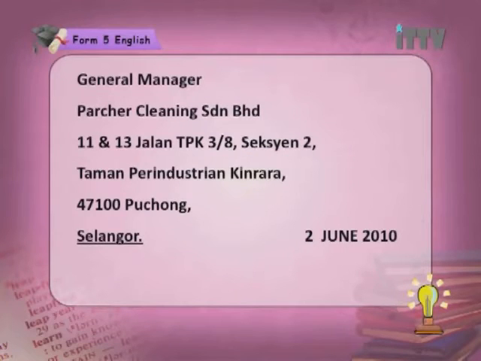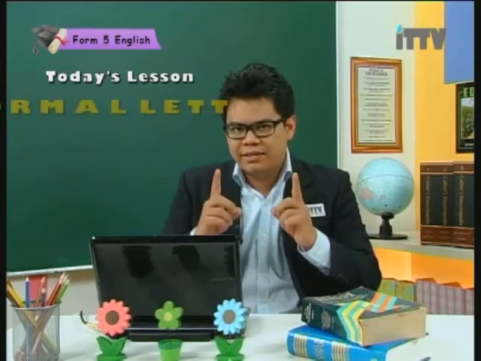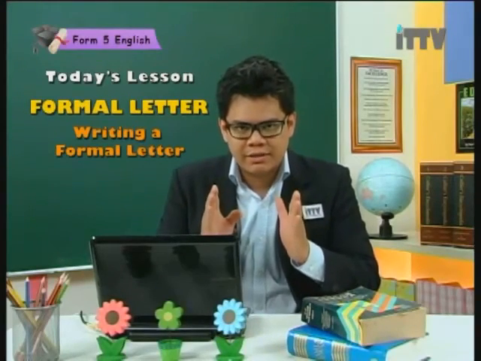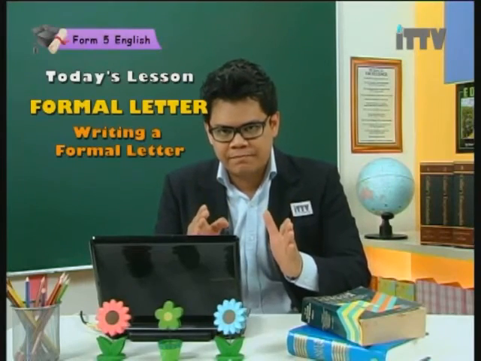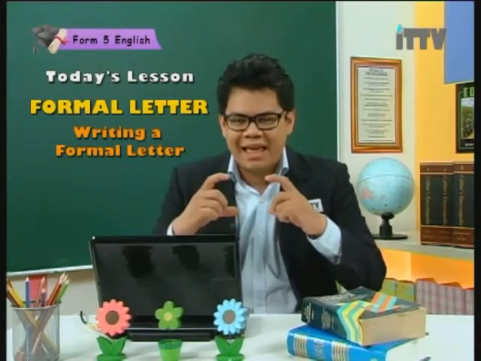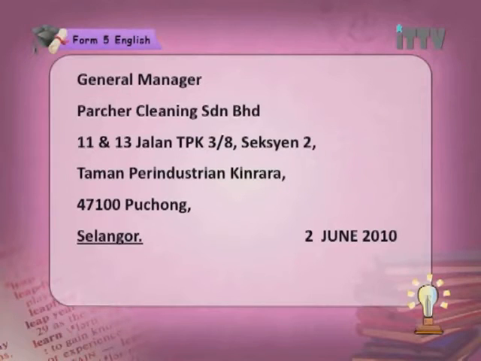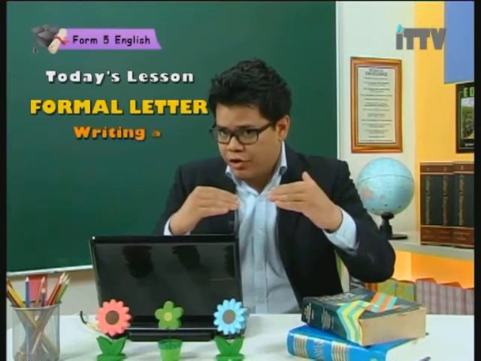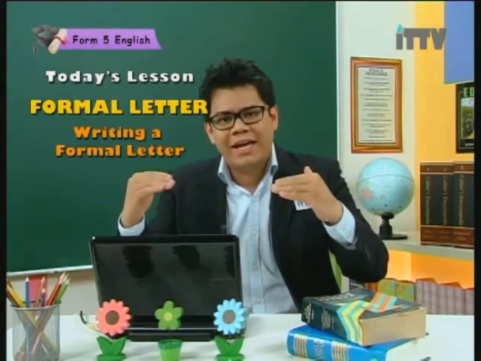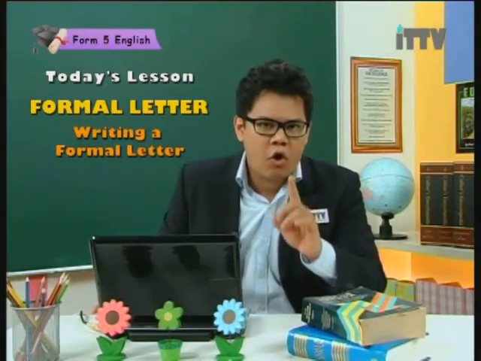Next, General Manager, Pasha Cleaning Sdn Bhd, and then we have the address. Here, the first thing you need to write is, who are you writing to? The General Manager. Then you have the company's name and then the address. Let's look at this again. Now we have Selangor. Selangor is underlined, and if you look closely, you will see that the date is in line. So when you write the date, at the end of your address, it is in line on the right-hand side. Again, this is all format.